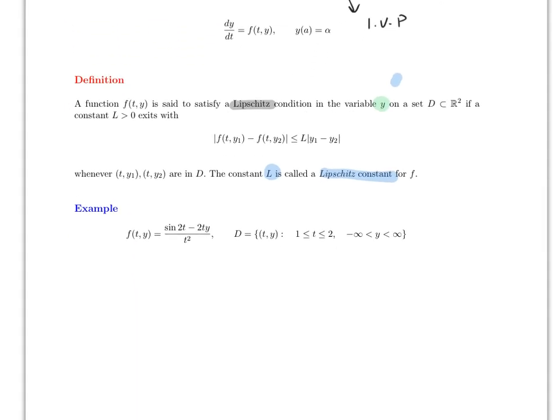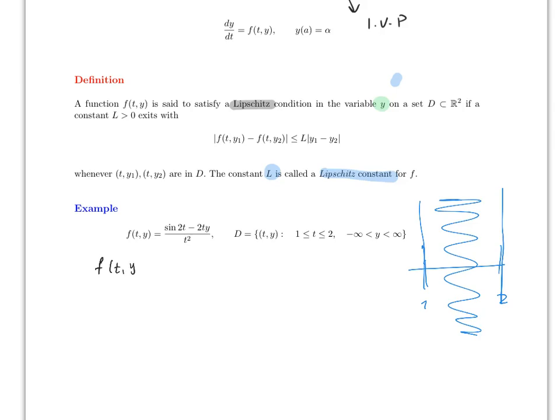All right, for example, let's look at this function. f(t,y) is equal to sine 2t minus 2ty over t squared. And the set where this is defined is the rectangle where t goes from 1 to 2, so time goes from 1 to 2, and y goes from minus infinity to infinity. So it will be this rectangle. So how much is then f(t,y1) minus f(t,y2)?